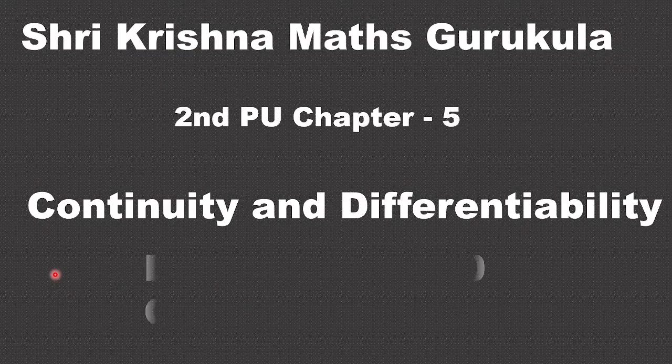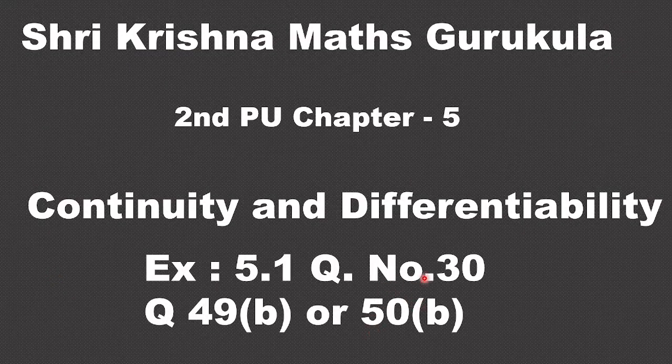Hi students, in this video we will be solving question number 30 from exercise 5.1 of the continuity and differentiability chapter. This is a chapter from the 2nd PU syllabus. The sum I am going to solve now can be asked in part E of the Karnataka PU board exam in question number 49B or question number 50B, because question numbers 49 and 50 will have A and B as two questions, that is 6 plus 4 marks.